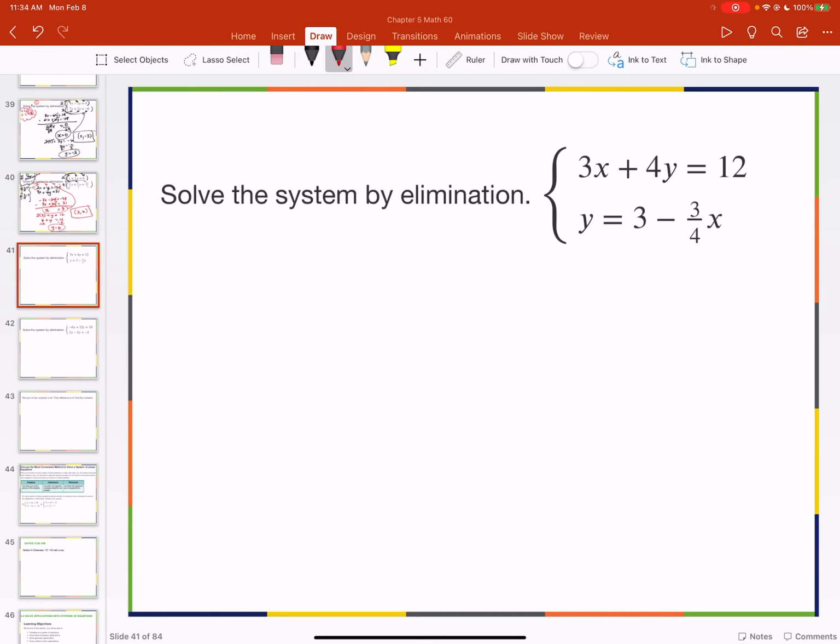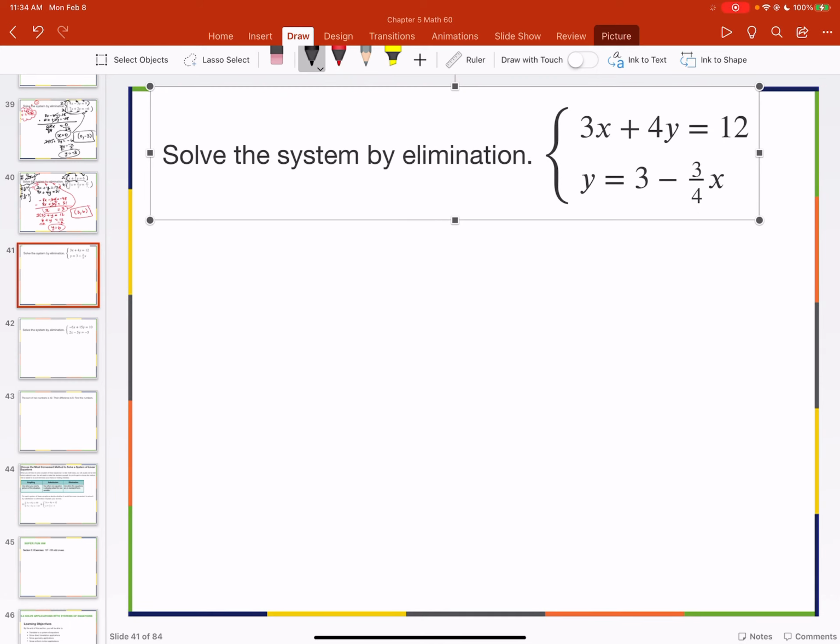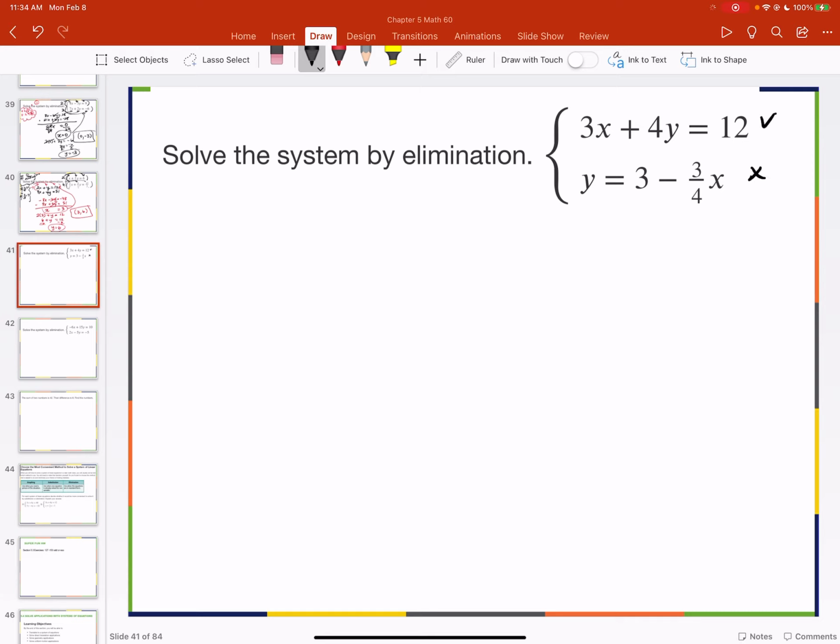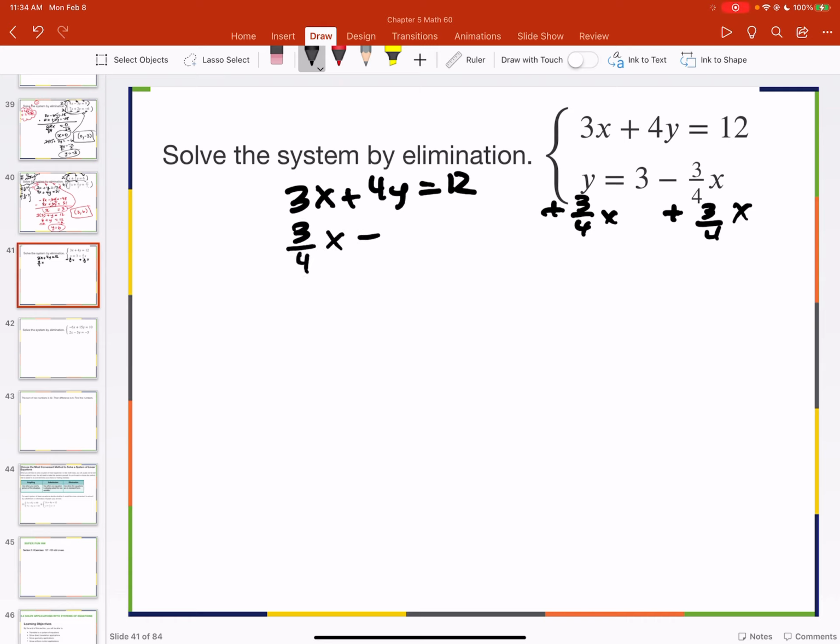Okay, so here we have solving the system using elimination. They both need to be in the form ax plus by is equal to c. So let me move this up just a tad. So this one's in the right form, but this one is not. So let's go ahead and change that. So the top, I'm just going to write 3x plus 4y is equal to 12. And then the bottom, I'm going to add the 3/4 x to both sides. So I get 3/4 x plus y is equal to 3.